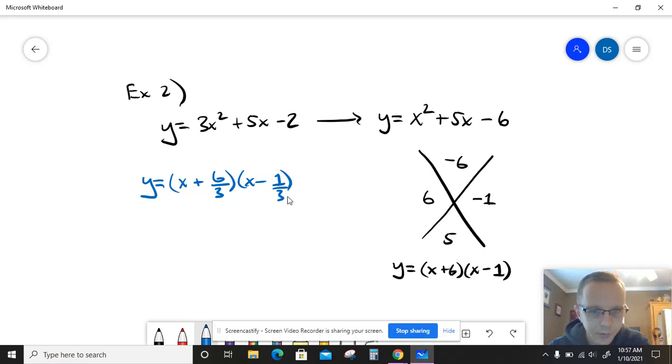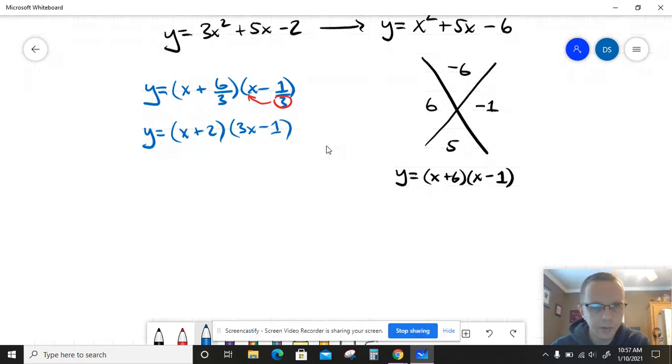Now in this case, 1/3 is already reduced. 6/3 is not reduced, so I need to reduce it. 6/3 is just 2, and because this other one doesn't reduce, this 3 is going to slide up to the front here, so 3x minus 1.